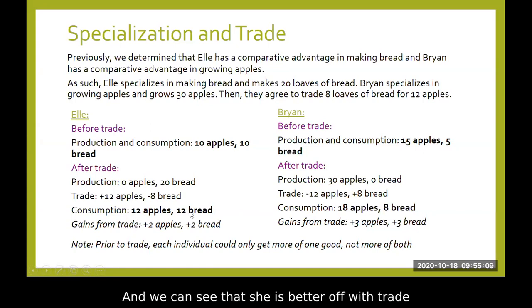So this is where she ends up after trade. And we can see that she is better off with trade because before trade, she only had 10 of each. Now with specialization and trade with Brian, she gets 12 of each. So the gains from trade, she gets 2 more apples and 2 more loaves of bread with trade. So she is better off.